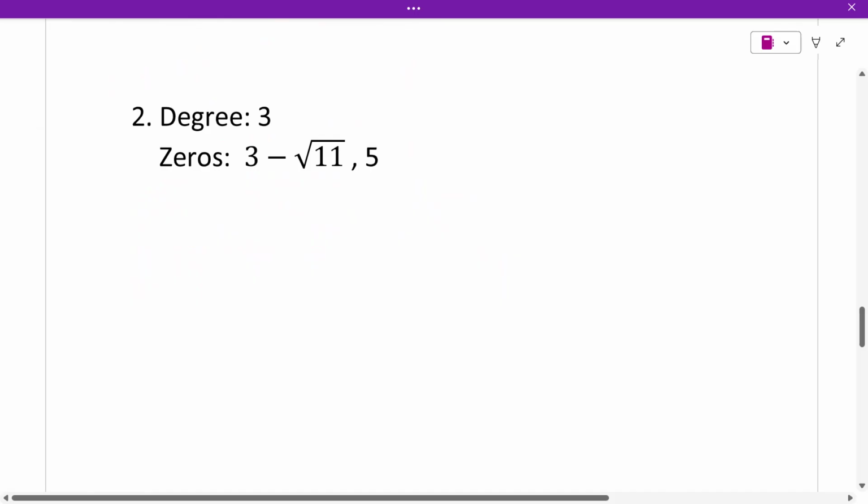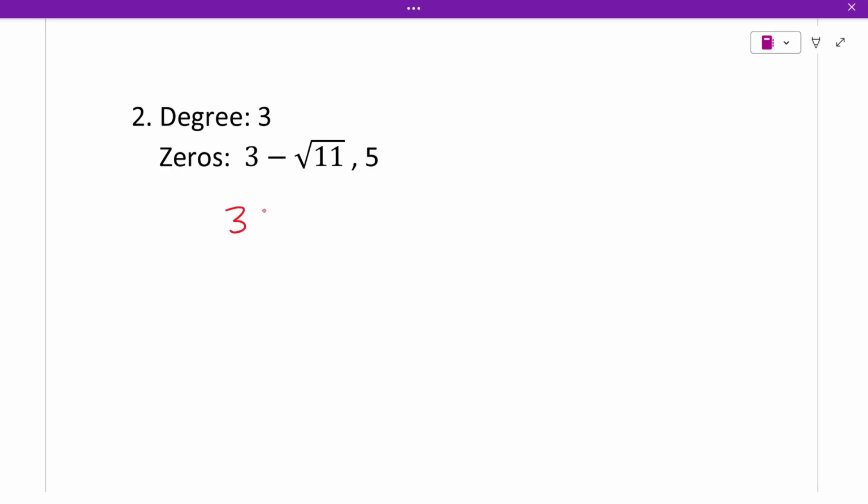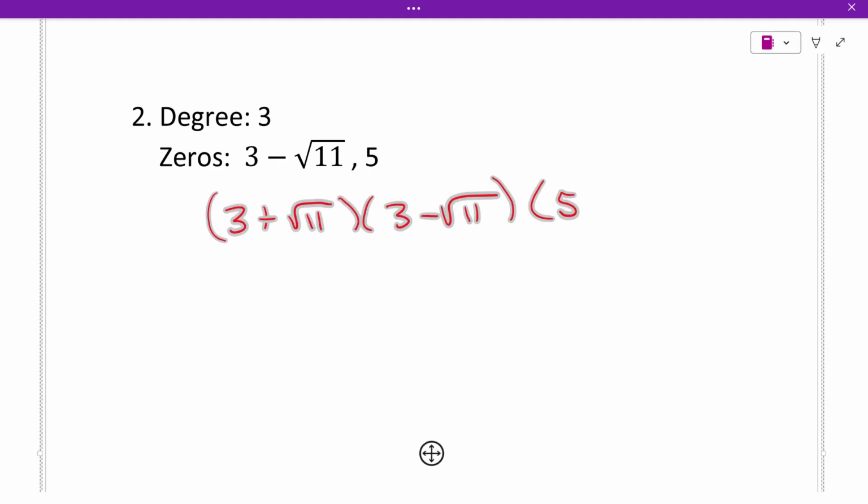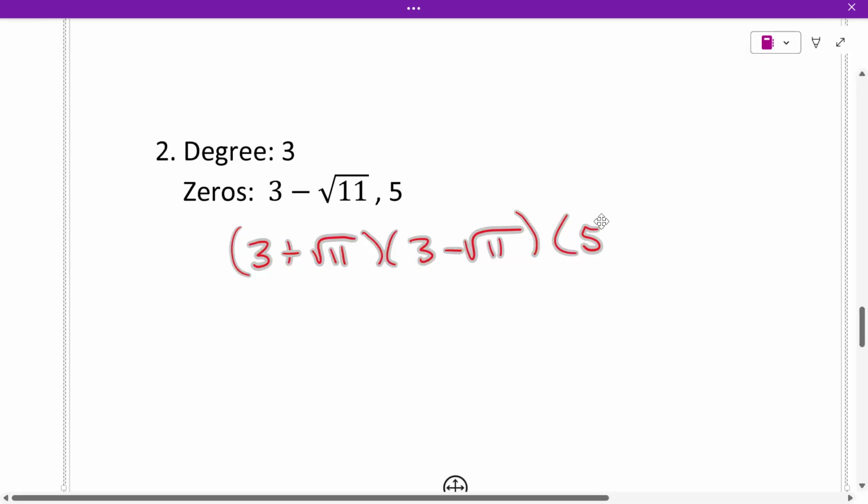All right. So evil Mr. Beersbach has 3 roots here, but I only see 2. What is the third one? 3 plus the square root of 11. 3 minus the square root of 11. And 5. Those are the 3 roots.